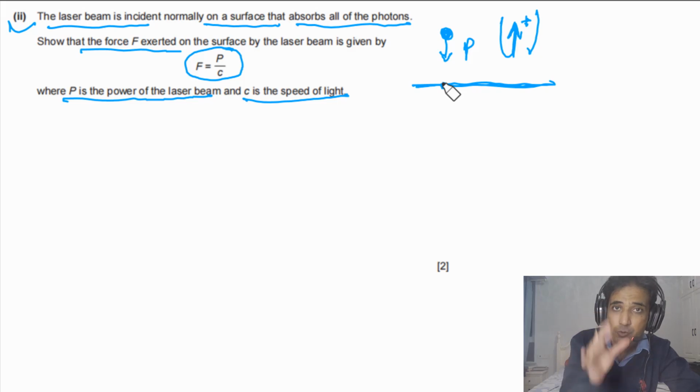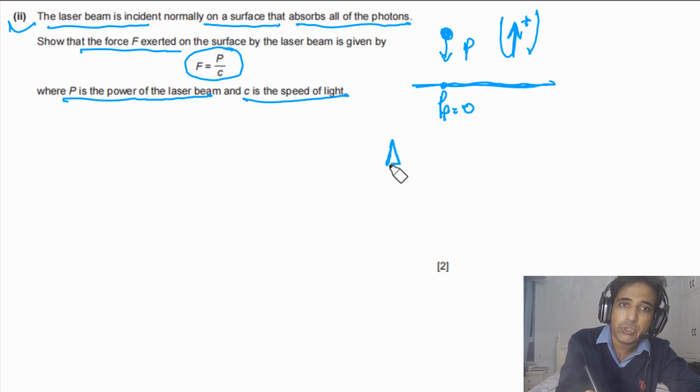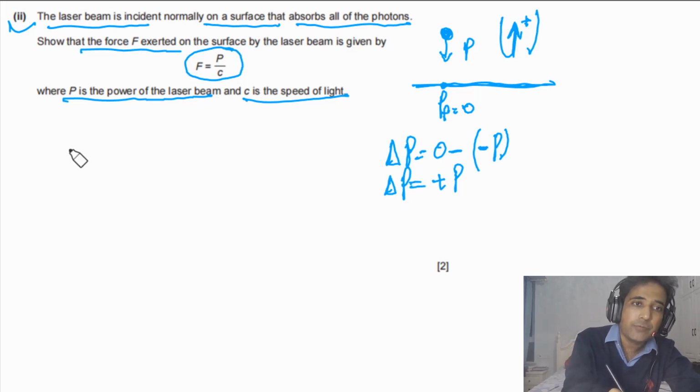The photon is absorbed, so the final momentum, P final, will be equal to 0. So what is the change in momentum? Delta P will be equal to 0 minus the initial momentum, that is minus P. So this is equal to plus P. This is the change in momentum. So how can we find the force on the photon by the surface?